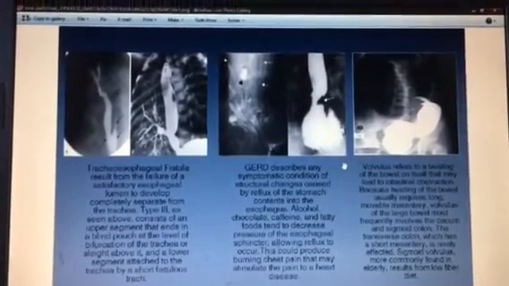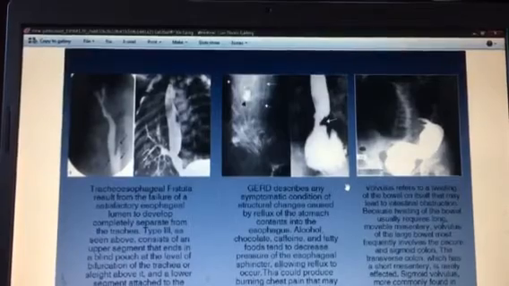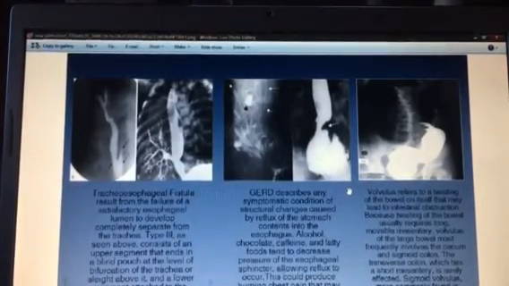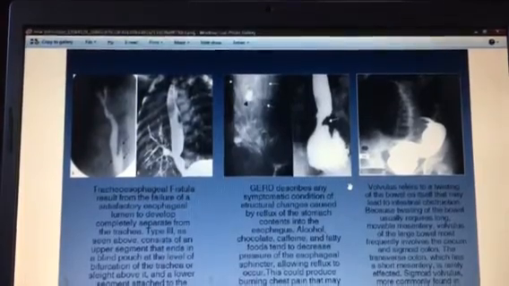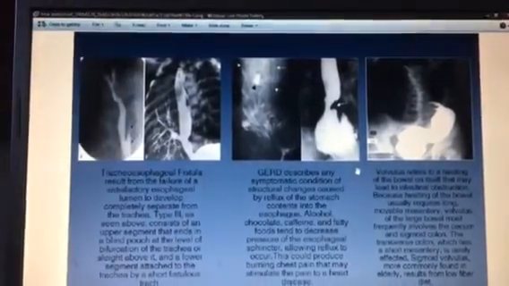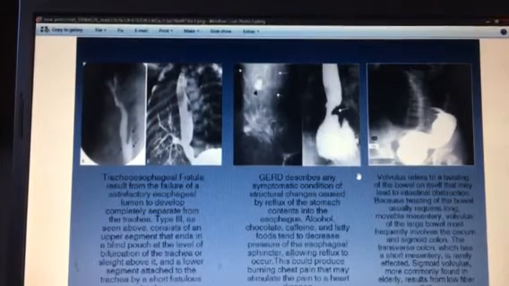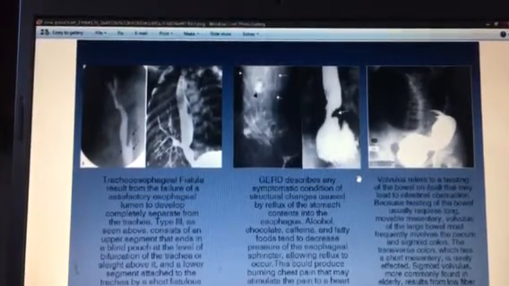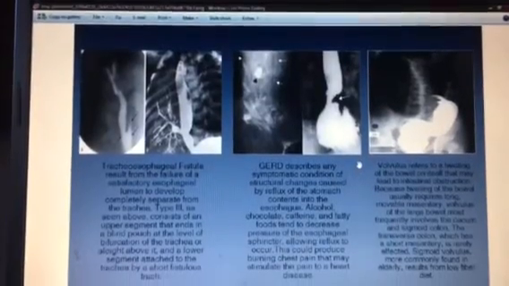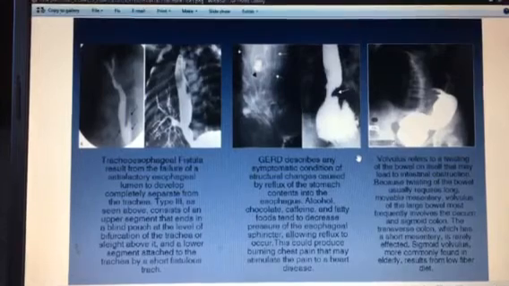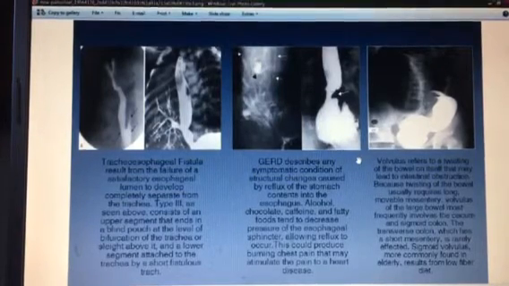Volvulus is the last pathology I put on my poster, and it refers to a twisting of the bowel on itself that may lead to intestinal obstruction. Because twisting of the bowel usually requires a long movable mesentery, volvulus of the large bowel most frequently involves the cecum and sigmoid colon. The transverse colon, which has a short mesentery, is rarely affected by volvulus.